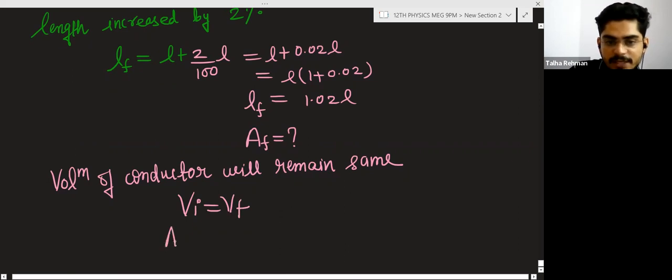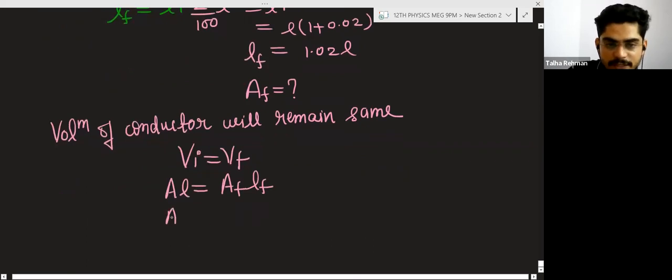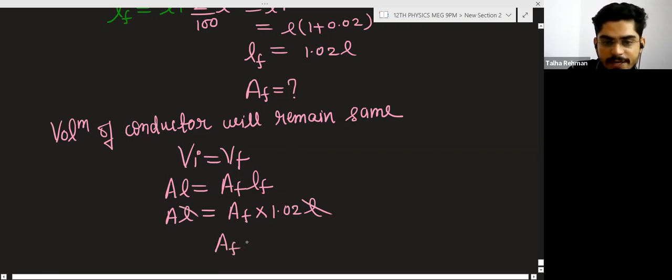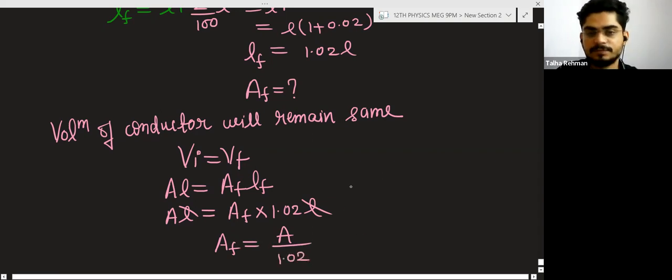Volume initial means area initial A times length initial L, and volume final is area final times length final. This is the same, AL. We have to find the final area, and the final length is 1.02 L. So L and L cancel out. So the final area will become A divided by 1.02.